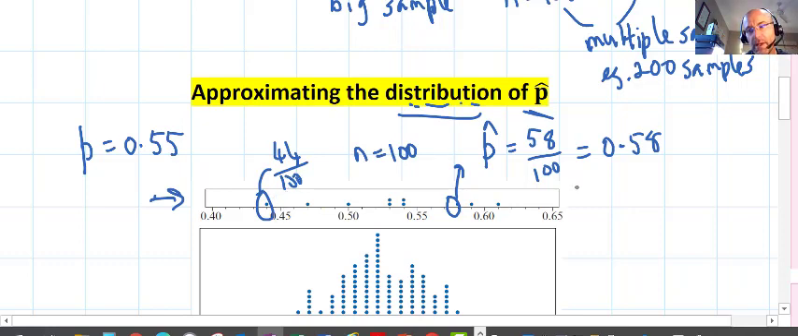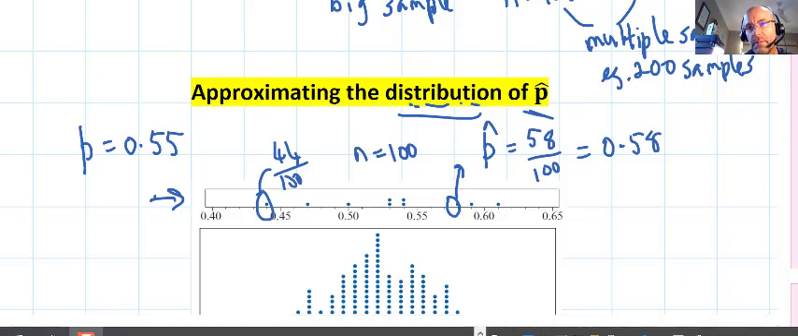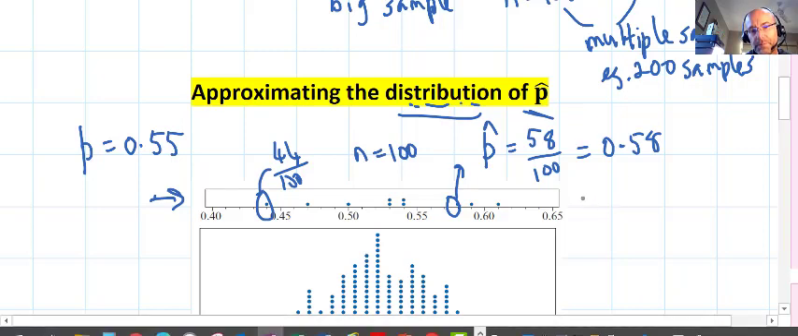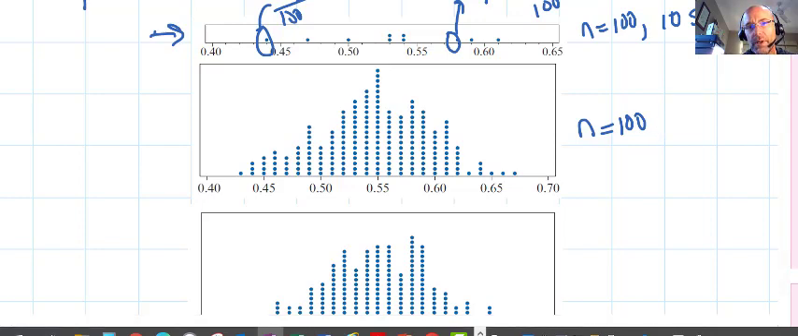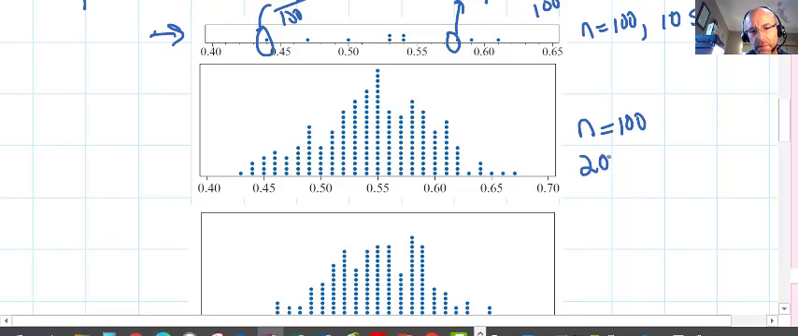So we have a sample size of 100, and we took 10 such samples. We can't really see much from that. What if we increase the number of samples? So we've got sample sizes of 100 here, and we've got a lot more than 10. We have actually 200 samples here, and each of those dots is a sample size of 100.